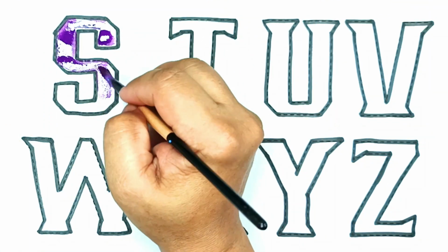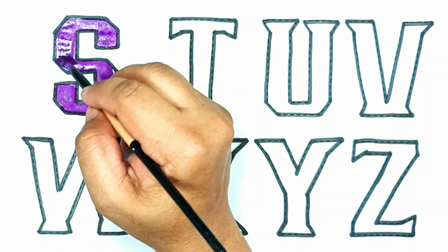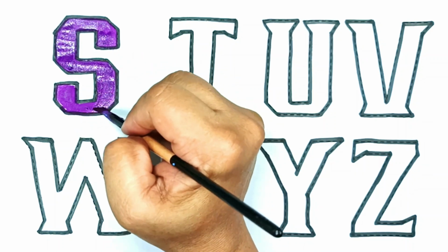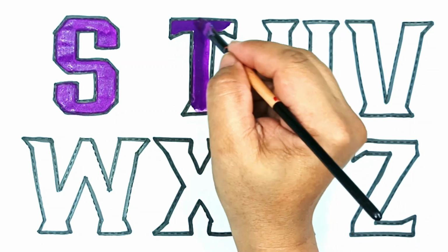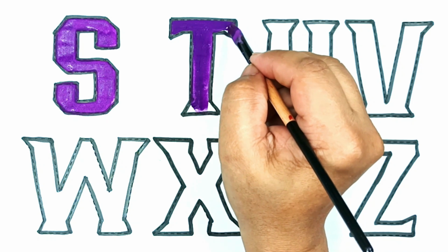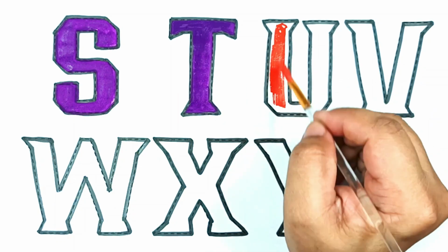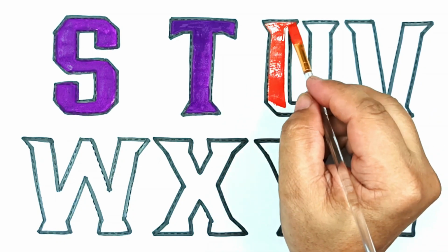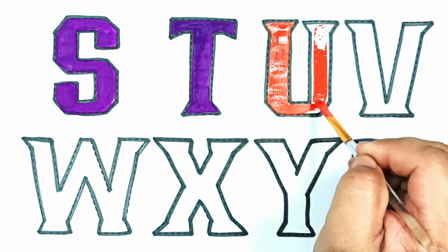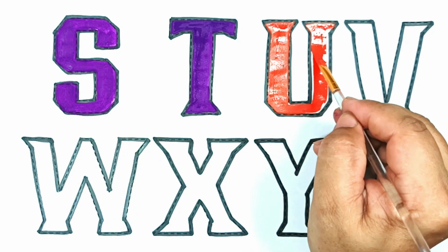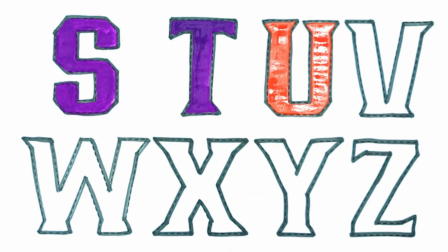S for saw. S for snake. S is for snacks, but don't eat too much. T for tree. T for train. T is for toes, they tickle when you touch. U for umbrella. U for unicorn. U is for uncle, he's thin as a bean.